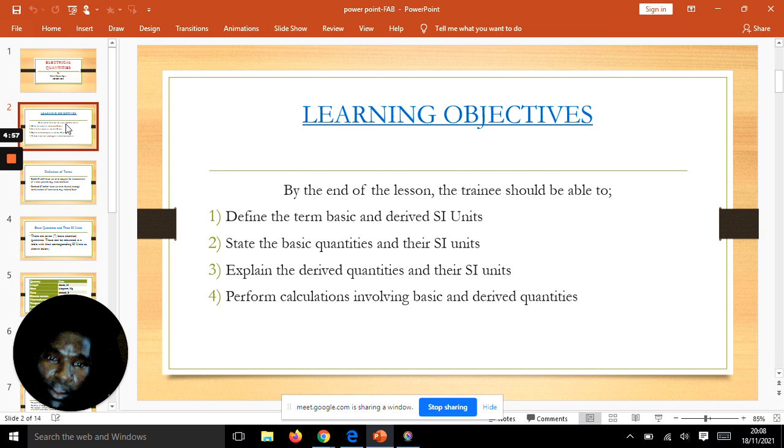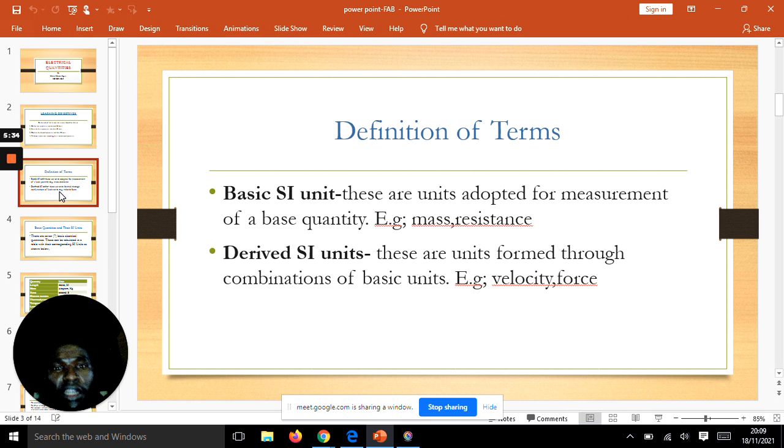The third objective is to explain the derived quantities and their SI units. In this one, we will be required to explain a bit what we understand by derived quantities, and then we give their SI units. Then our last objective is that we shall involve ourselves in some few calculations regarding basic and derived quantities. Now, let's first of all define the terms.